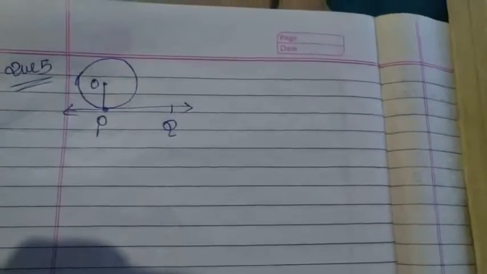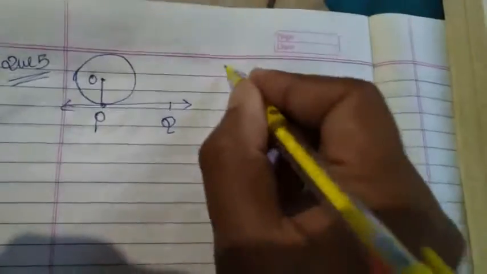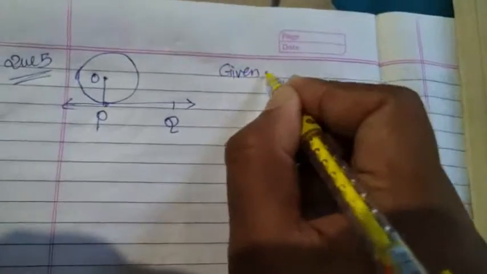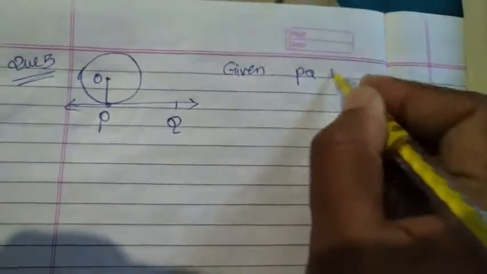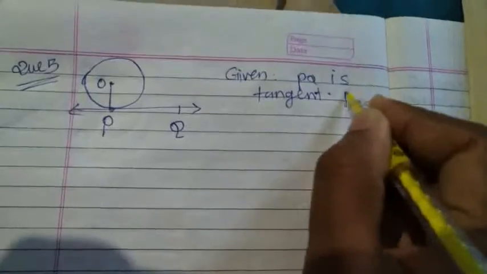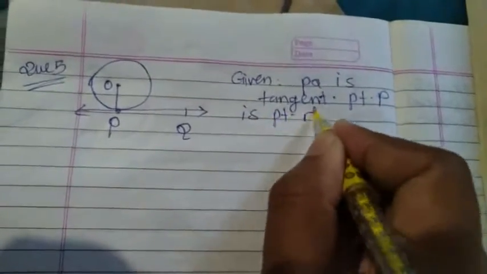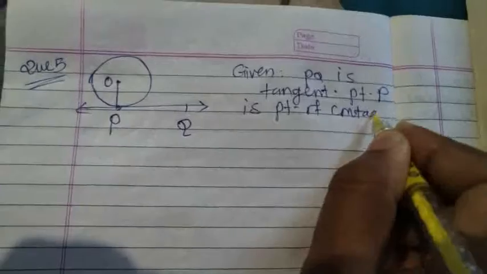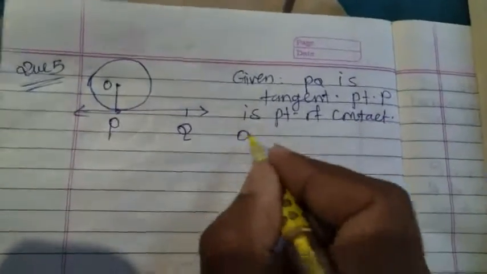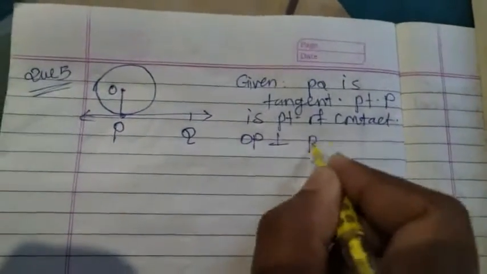Now see question number 5. Prove that the perpendicular at the point of contact to the tangent to a circle passes through the center. Here we consider the tangent. Given PQ is tangent, point P is the point of contact, and OP is perpendicular to PQ.